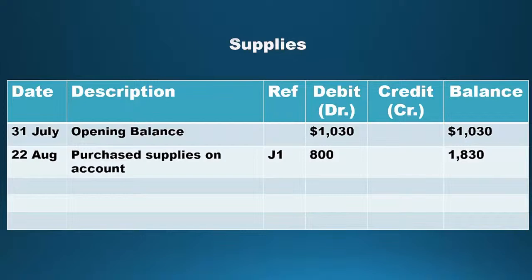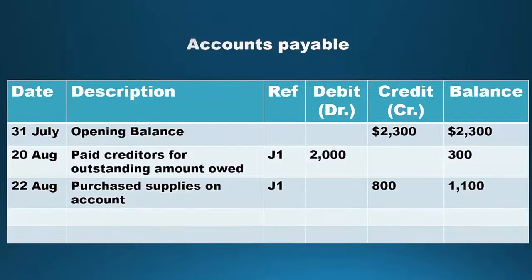Accounts payable ledger. 1. Write the date. 2. Narrative. Add the narrative: Purchase supplies on account. 3. Reference. Include the journal reference, J1. 4. Amount. Enter $800 in the credit column. We credit accounts payable because the company now owes more to its creditors, and increases to liabilities are recorded on the credit side.